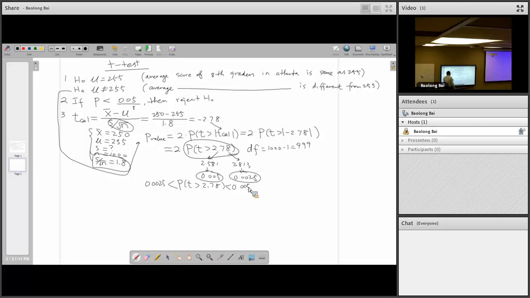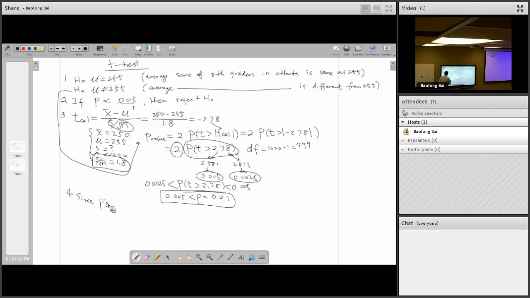But our p-value is not this, right? Our p-value needs to be twice as big. You multiply by 2, the middle becomes the p-value, and here is 0.005, and here is 0.01. So this is our p-value. And step 3 is done, the p-value is found, we go to step 4.